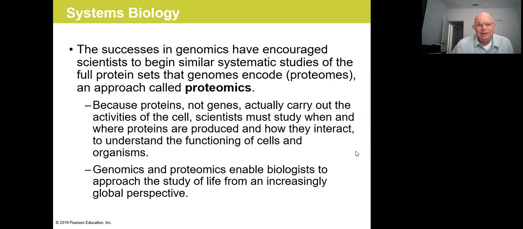Proteomics is relatively new, but it is springboarding off the use of AIs, artificial intelligence, and huge amounts of computing power to investigate genomes, to also investigate proteomes.